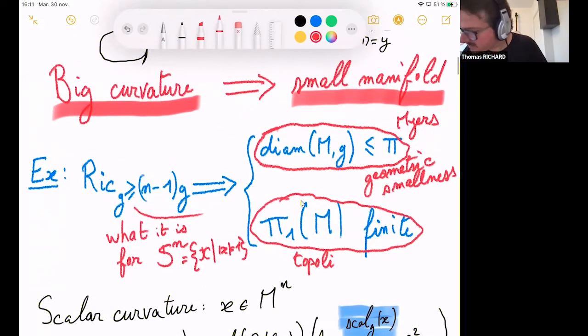Okay. So once you have this metric version of Meyer's theorem, the universal cover of your manifold is also compact, so that gives you that the fundamental group, pi_1, is finite. So this is once again saying that your manifold cannot be too big, but in a topological sense. So this is topological smallness in some sense.